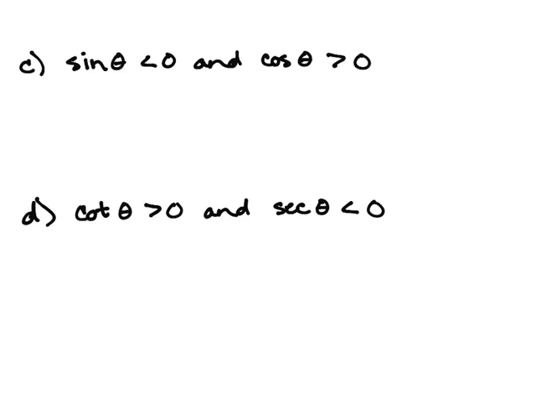All right, let's do another one. Sine is less than 0, so sine is negative. I'm either in 3 or 4 again. And cosine is greater than 0, so cosine's positive. Which quadrant am I in? I'm in quadrant 4.